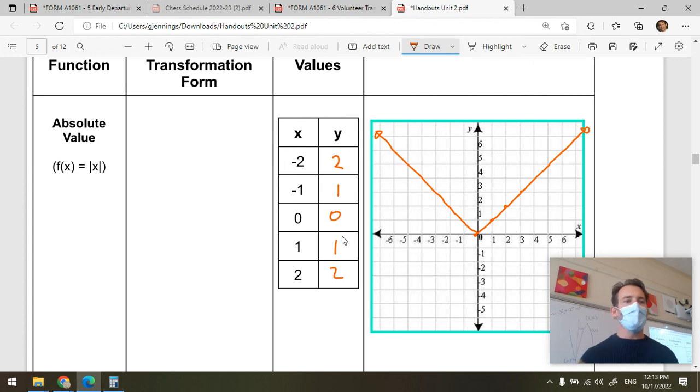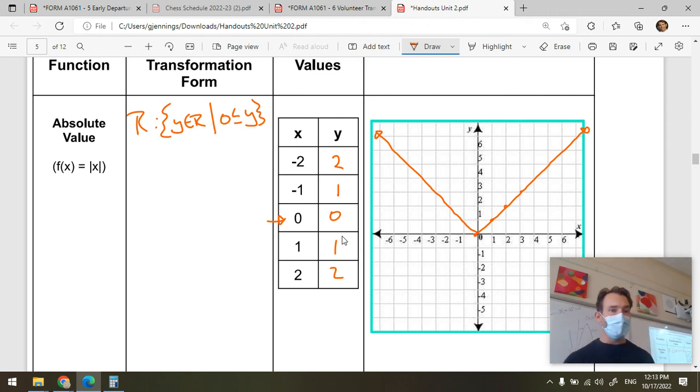Now we would say that the range, and this is a good time to talk about the range, is y's of the reals and 0 is less than or equal to y. We can clearly see that y can be 0, but it can't be negative in this case.